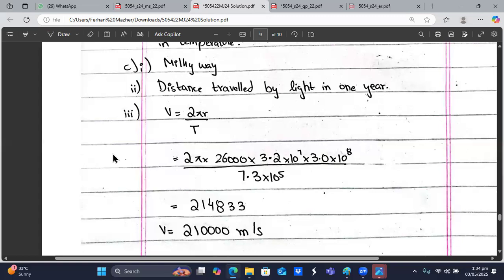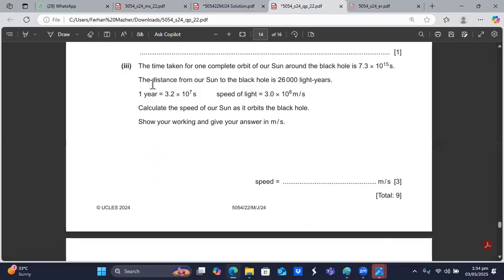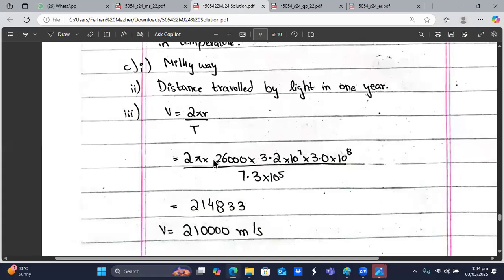So about 215,000 meters per second. The time taken for one complete orbit of our sun around the black hole is the time for that one orbit. The distance from our sun to the black hole is 26,000 light years, so the radius is 26,000 light years. That's why we multiply 26,000 by the number of seconds in 1 year, and by the speed of light in meters per second.